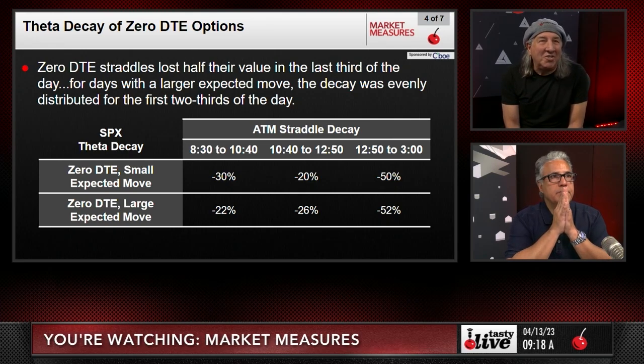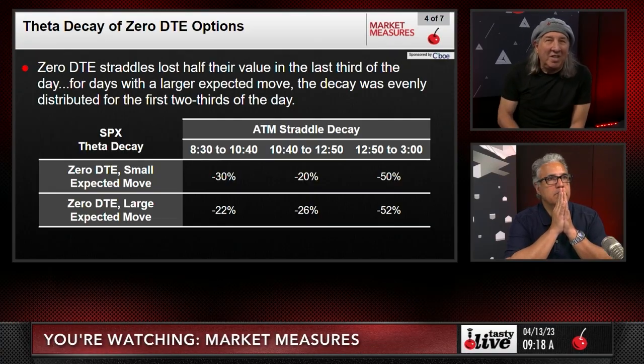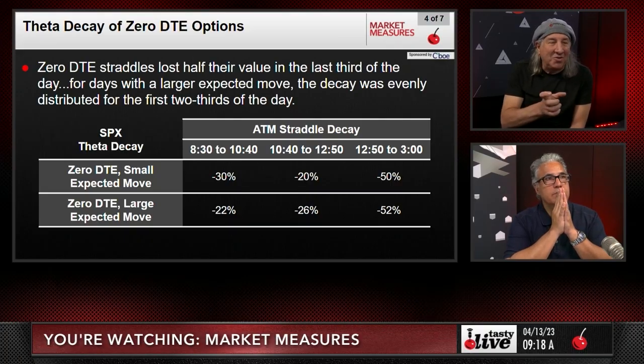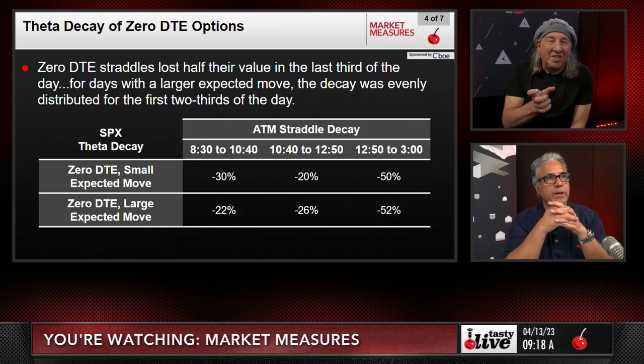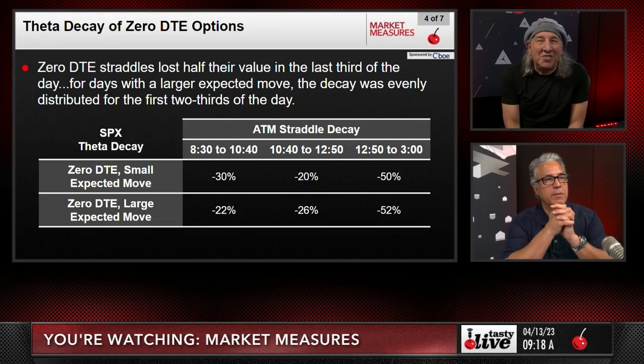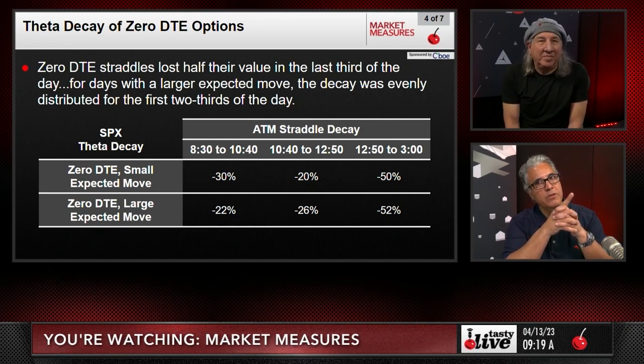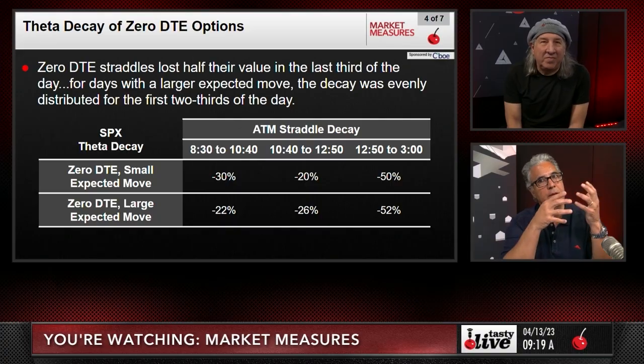And as you can see here, in zero DTE options, when you have a small expected move, they lost 30% in the first, let's call them tranches, I guess. In the first tranche from 8:30 to 10:40, they lost 30%. They lost 20%, so a little quieter midday, and they lost 50% in the end of the day. So if you're wondering when is your premium going to come in, that's what you're looking for. Now it's going to be 50% of a smaller number, probably, right? Because it's a larger number in the beginning of the day.